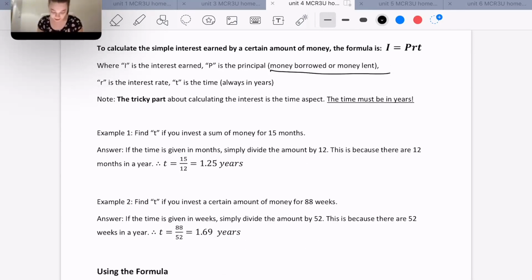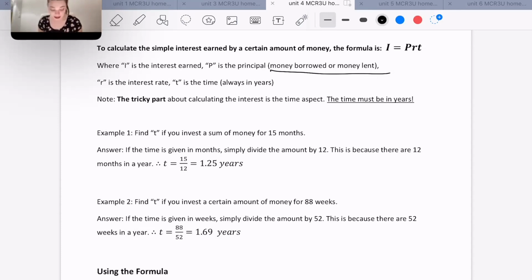The tricky part about calculating the interest is the time must be in years for this to work. So for example, find T if you must invest a sum of money for 15 months. Now, the thing is 15 months, that isn't years. And what some people would be tempted to do is just put T equals 15, but that is incorrect. T does not equal 15. T needs to be time in years.